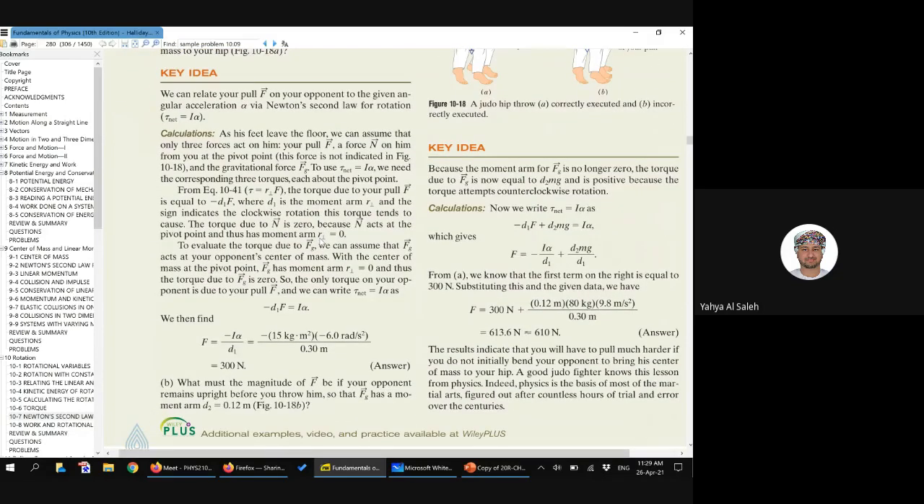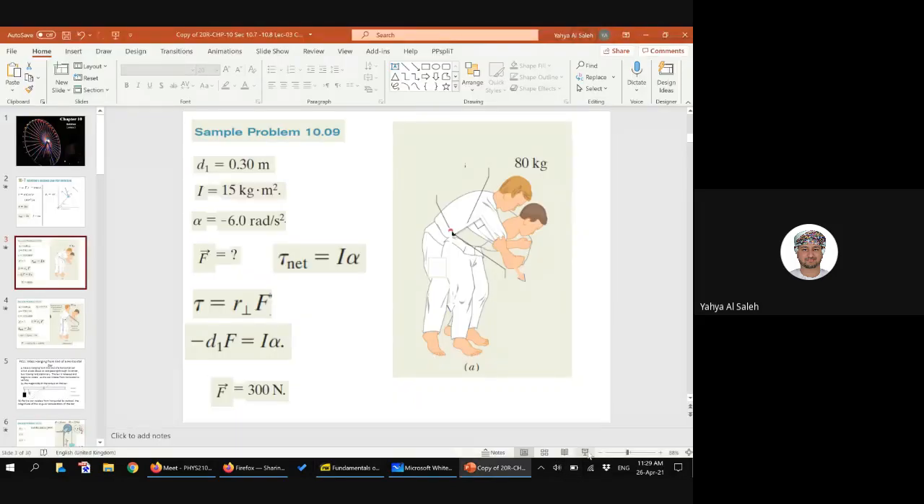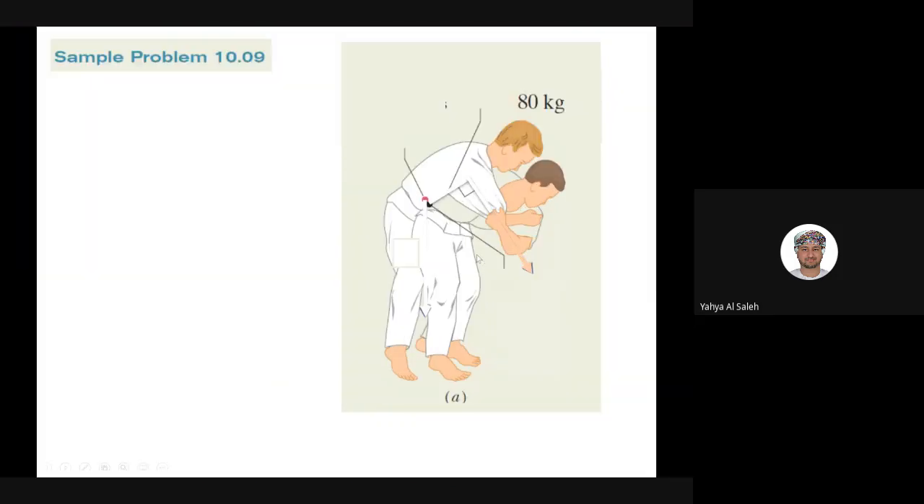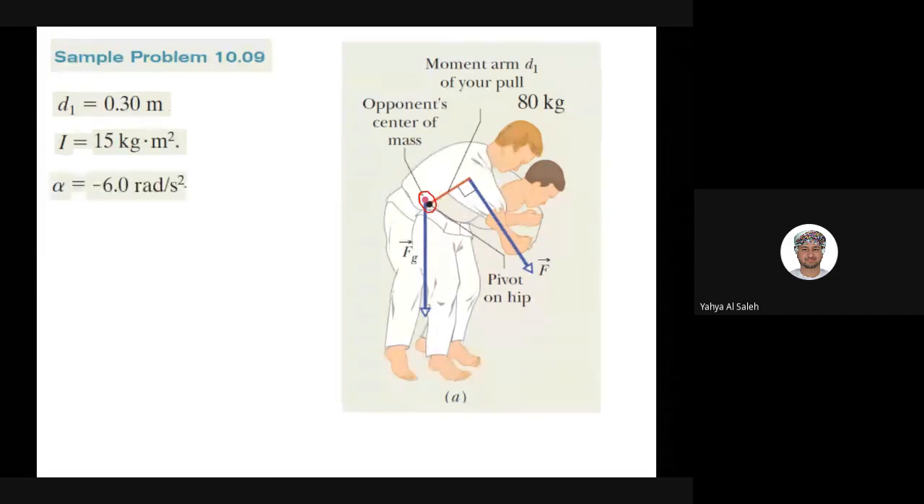Now, there are two parts of the question. The first part: assume you bring your opponent close so that your centers of mass are actually at the same place. Now, if we do that, I am pulling this person with F down here. The moment arm is 0.3 meters. And the only force that is acting other than that is gravity downwards.